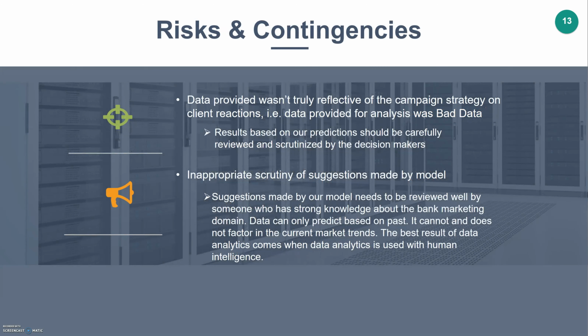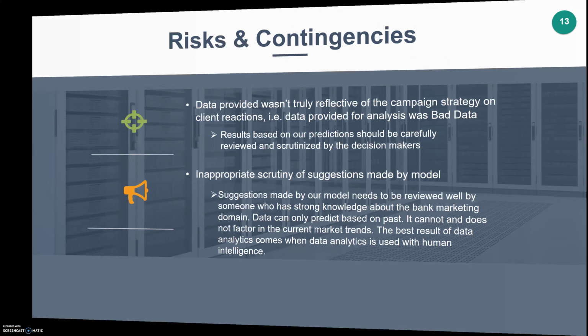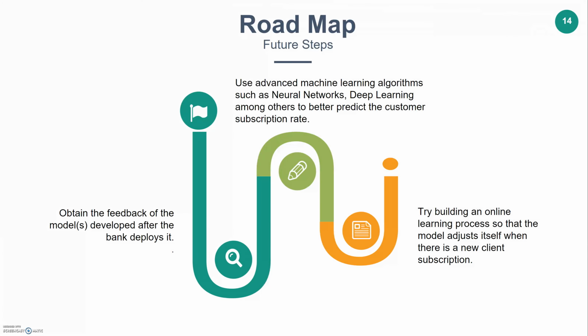And this page comes to risks and contingencies we thought about based on this project, just for your reference. And here come the future steps we may take to better improve the analysis. We can obtain feedback on the models developed after the bank deploys them and improve them. We can use advanced machine learning algorithms such as neural networks, deep learning, among others, to better predict the customer subscription rate. And we can also try building an online learning process so that the model adjusts itself when a new client subscribes. And that's what our analytics project does.